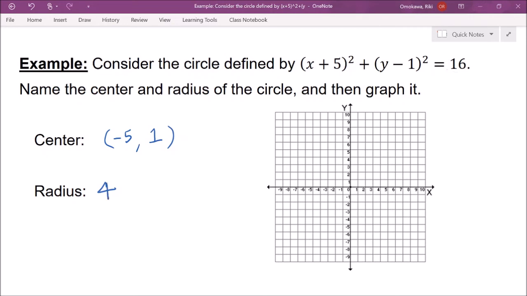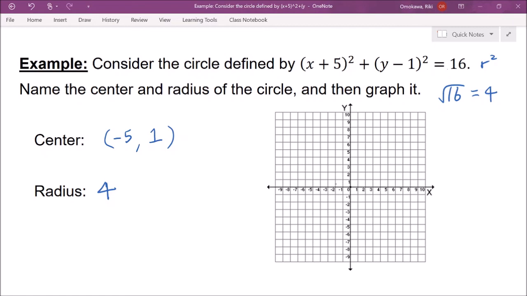Another way of thinking of it is this is the squared version of our radius, right? So to undo squaring, just square root it. So the square root of 16 will be the radius, right? The square root of 16 is 4. So now we've got the center and the radius, and now it's easy to graph it.